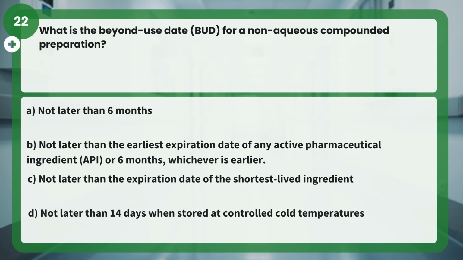Question 22. What is the beyond use date, BUD, for a non-aqueous compounded preparation? A. Not later than 6 months. B. Not later than the earliest expiration date of any active pharmaceutical ingredient, API, or 6 months, whichever is earlier. C. Not later than the expiration date of the shortest-lived ingredient. D. Not later than 14 days when stored at controlled cold temperatures.